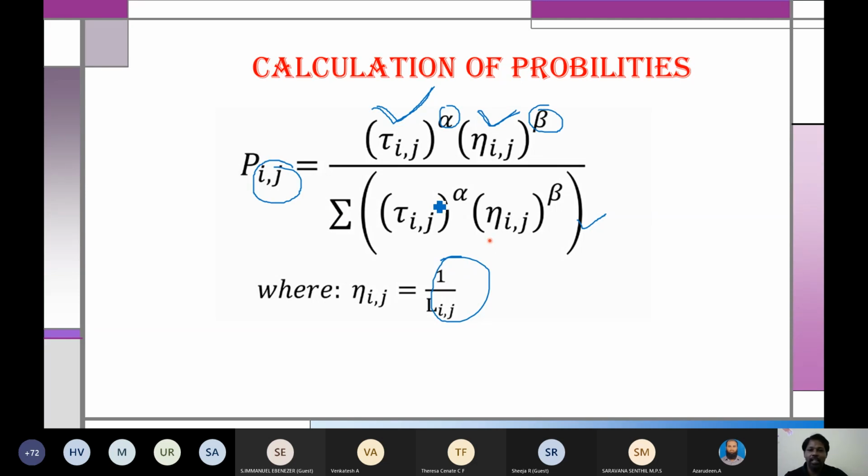Another one: why is eta equal to 1 by L_ij, why is it added? We need to give more importance to the shortest path. So 1 by distance, 1 by distance.